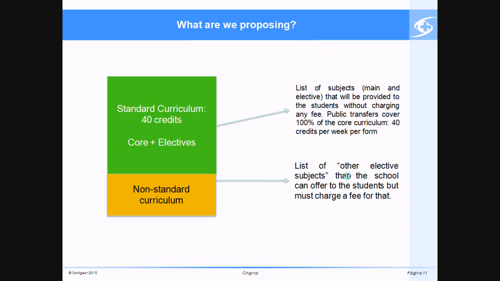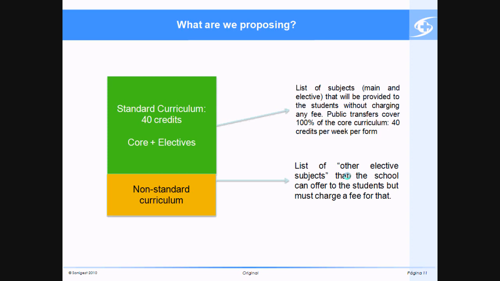The grant allocation to schools per school will allow the school to deliver a standard curriculum of 40 credits. That standard curriculum of 40 credits would constitute both core and electives. There will be a list of subjects, main and elective, that will be provided to students without charging fees or at a very minimal fee. The grant therefore should allow the covering of this standard curriculum of 40 credits per week.